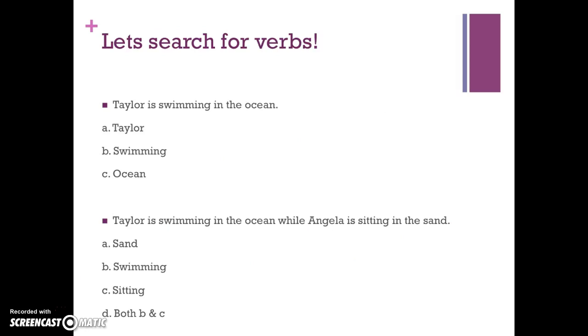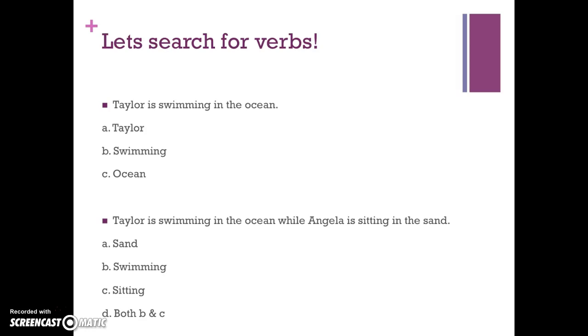Let's practice identifying verbs in the sentences below. First, we have, Taylor is swimming in the ocean. Is the verb of the sentence A, Taylor, B, swimming, or C, ocean? The correct answer is B, swimming. After learning that nouns are people, places, or things, we know that Taylor is a person and that ocean is a thing, making both A and C incorrect. You need to ask yourself, what is Taylor doing? Taylor is swimming.